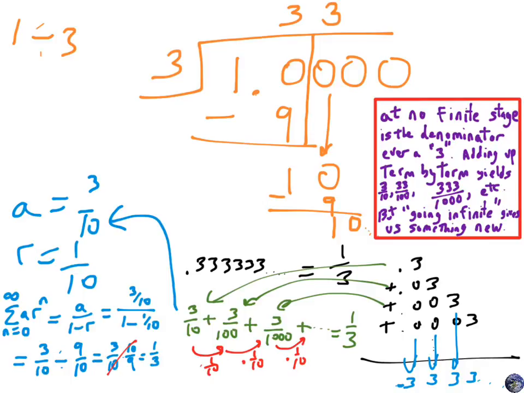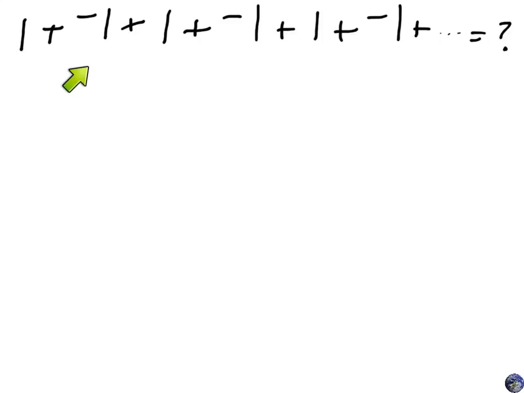So keep that example in mind, and let's look at a different series right here. This is 1 plus -1 plus 1 plus -1 plus 1 plus -1. Well, what does that add up to be? There are a couple of ways you could look at it.